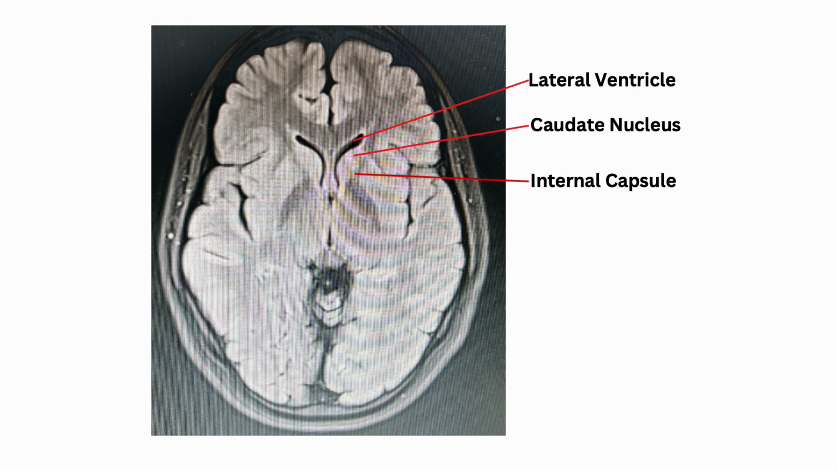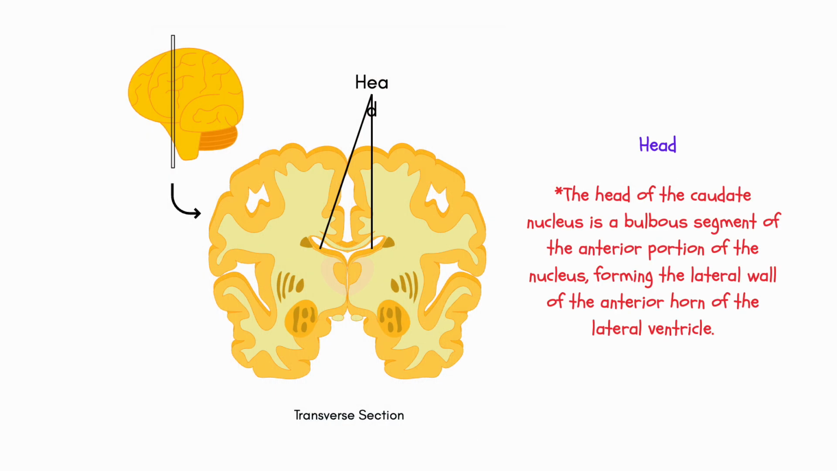Here in this image, this is the caudate nucleus, and laterally this is the internal capsule which borders it. See, the darkish part here is the internal capsule. In a crosswise section of the brain, you can see the head forming the outer wall of the front part of the lateral ventricle.